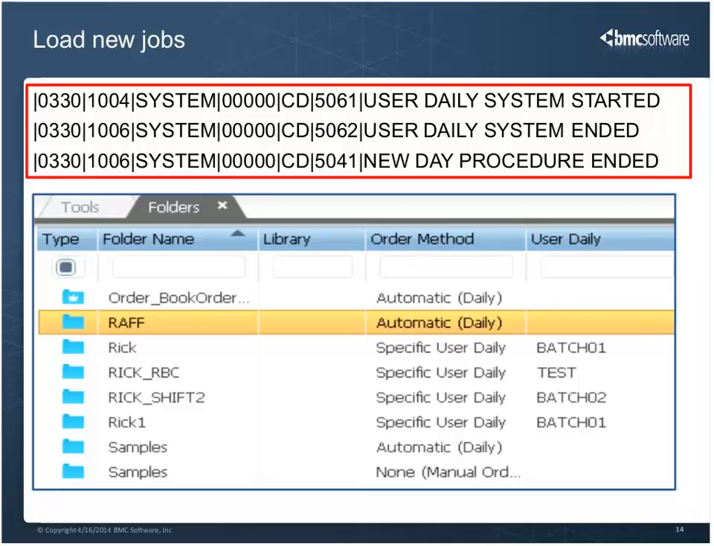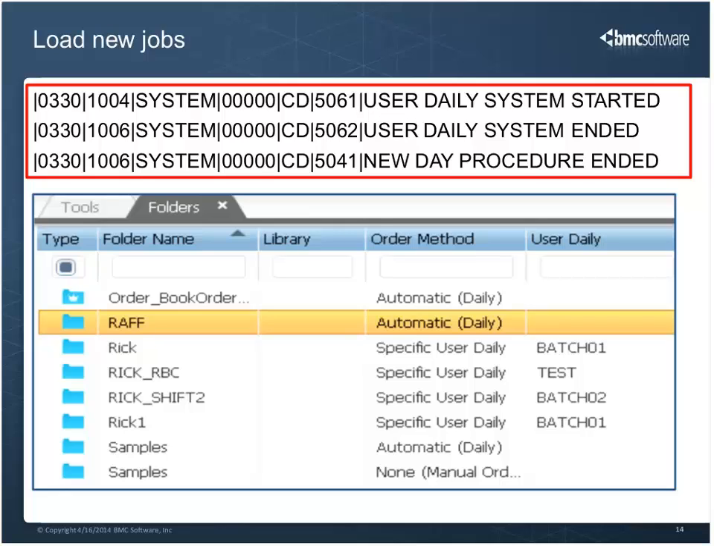Now jobs are loaded in based on the order method of the folder that they reside in. And you can see here, I've got a listing of the folders. So again, this is a V8 environment, so this is folders in V8, which is tables before. And the order method is called automatic in version 8.